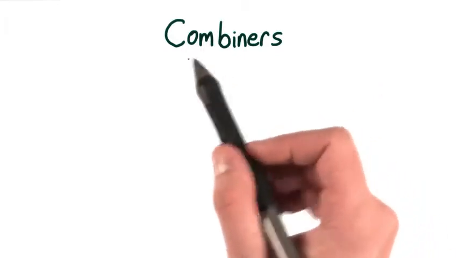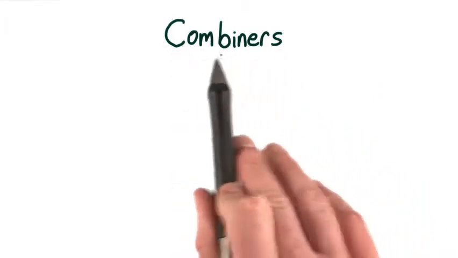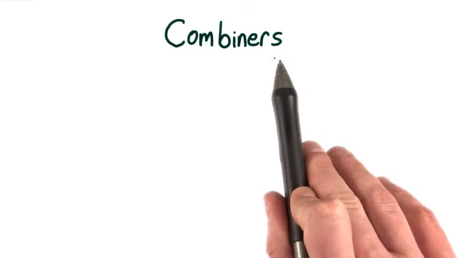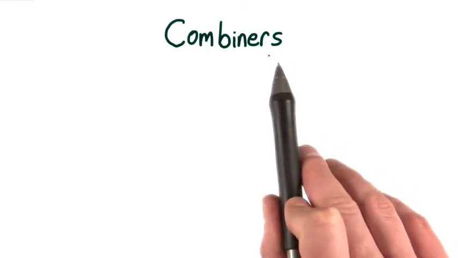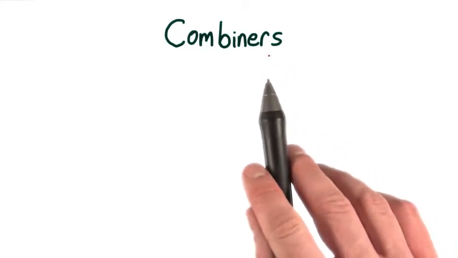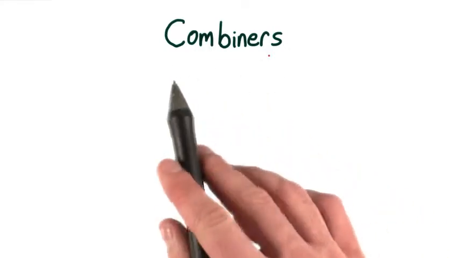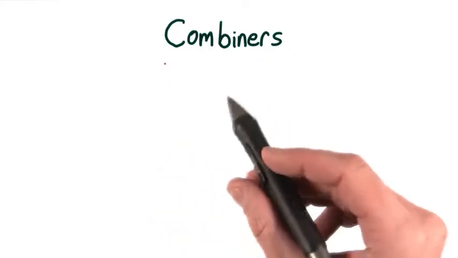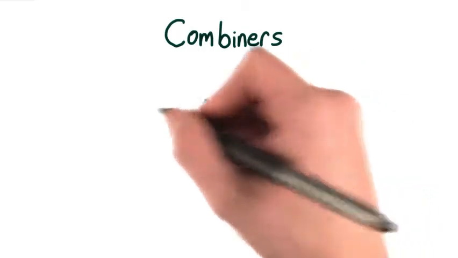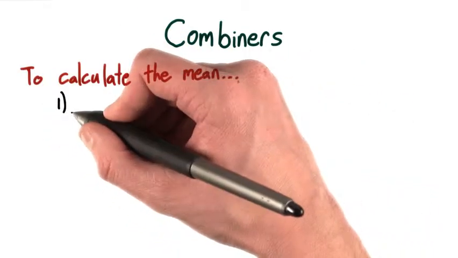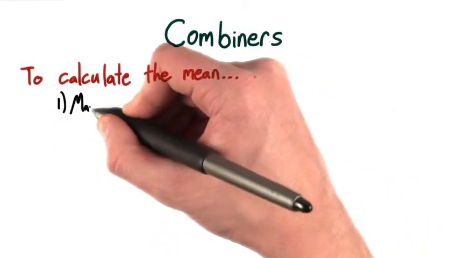Now we're going to talk about a pretty cool new tool, something that goes between the map and the reduce phase, called a combiner. But before we do that, let's review how you may have calculated the mean in the last problem. I don't know exactly what you did, but one thing you may have done is something like this. First, you probably had your mapper go through the data.